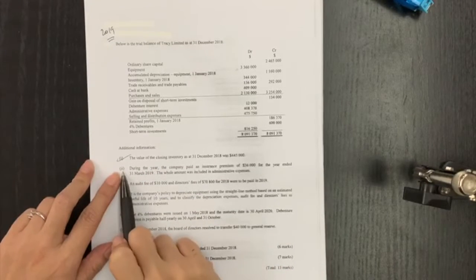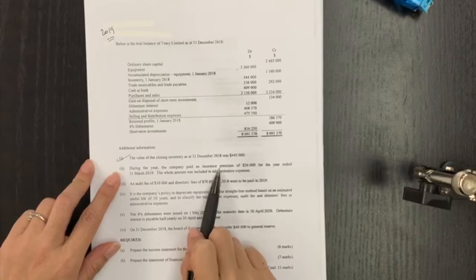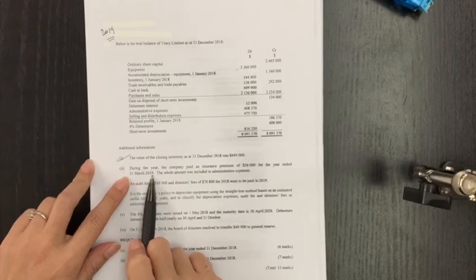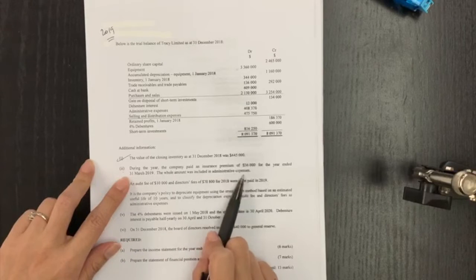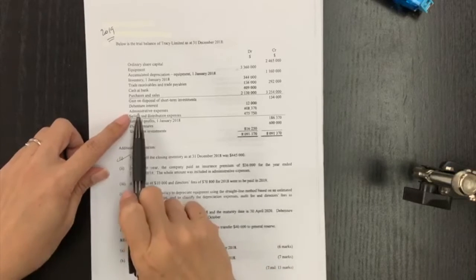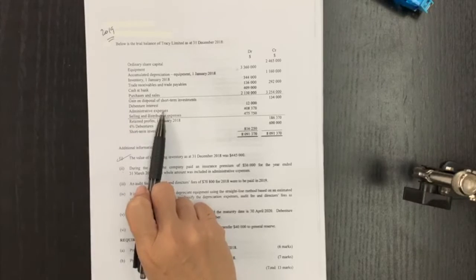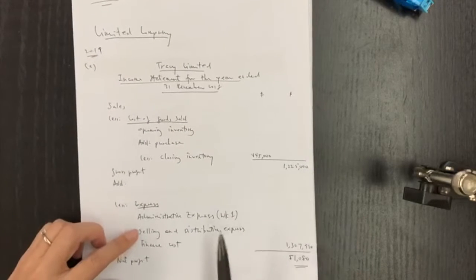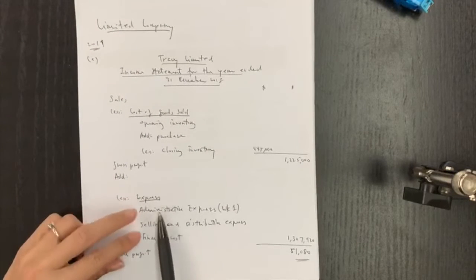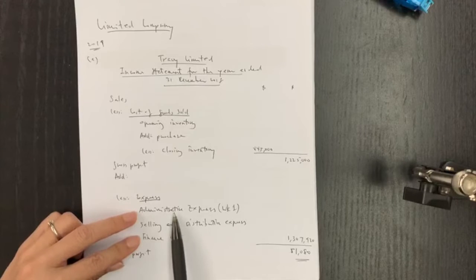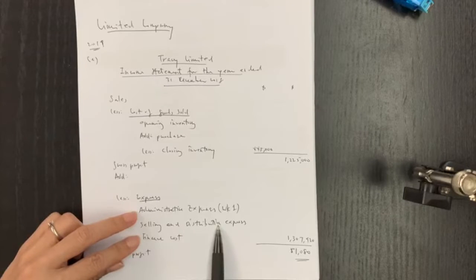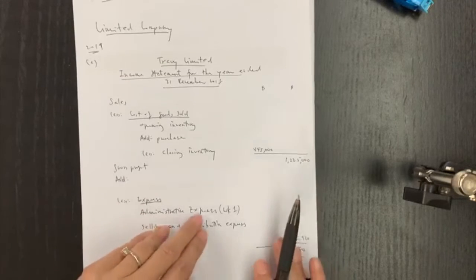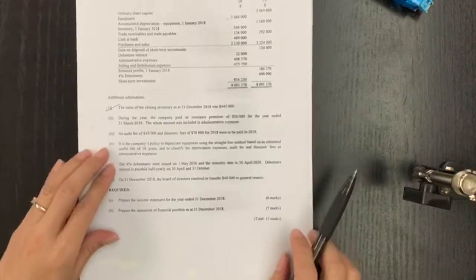Now in point two, the company paid an insurance premium of 36,000 for the year ending 31st March, and the whole amount was included in administrative expenses. So here we have administrative expenses, and remember, for a limited company, when we have to disclose the financial statements for the public, we always show expenses in three categories: administrative expenses, selling and distribution, and finance costs. One of the administrative expenses will be this insurance.